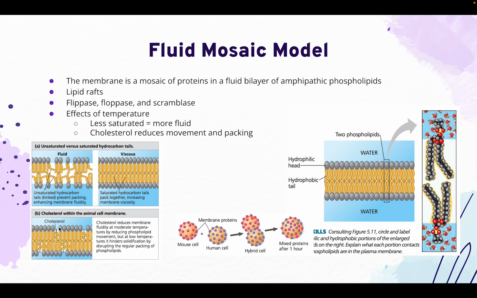And then cholesterol within the membrane helps reduce the effects of both hot and cold. So when it's too hot, it reduces all that fluidity. It slows everything down. But when it's too cold, it prevents the phospholipids from packing too tightly with each other.